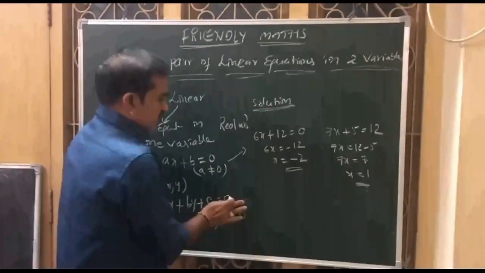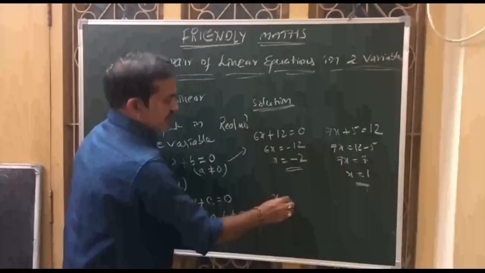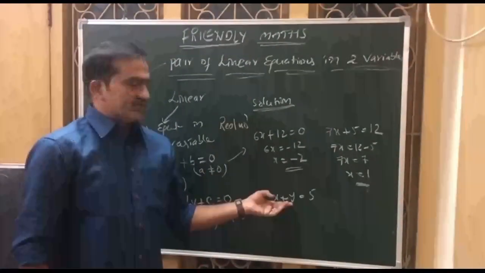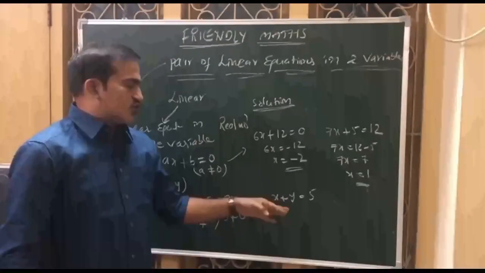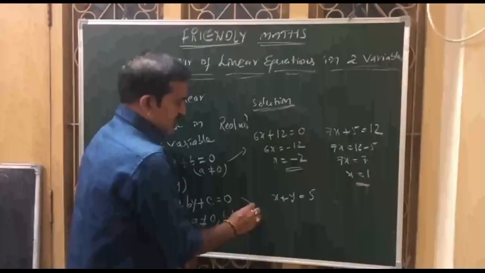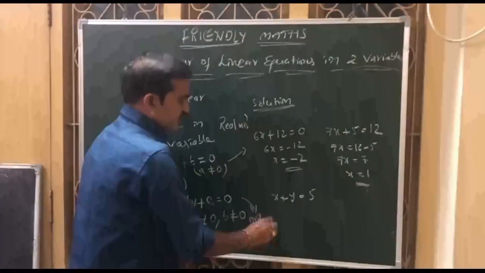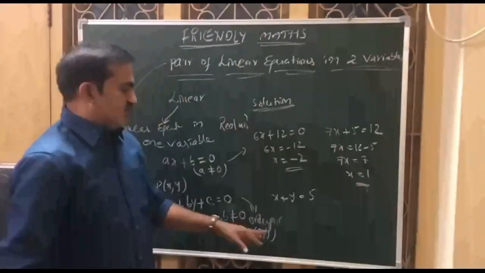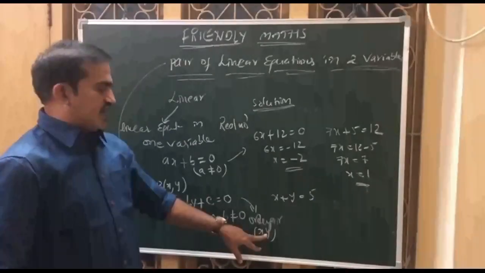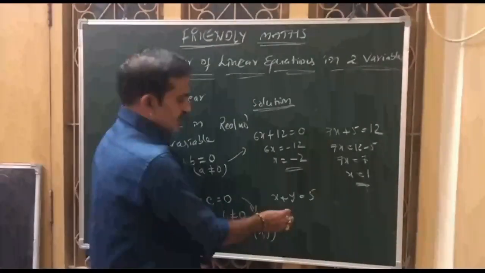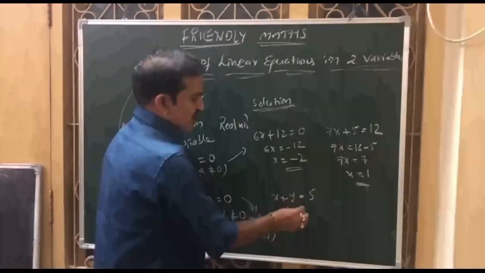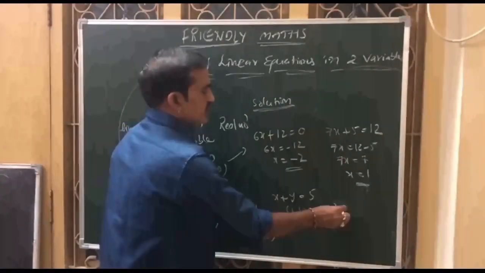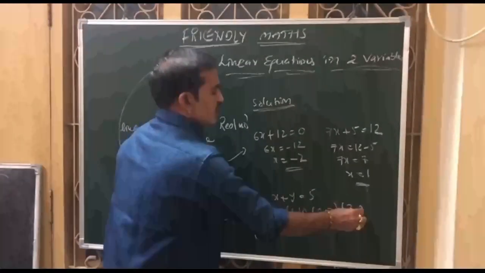Now, linear equation in two variables. Suppose you take x plus y is equal to 5. Then this is a linear equation in two variables. The solution of a linear equation in two variables is an ordered pair. Ordered pair like (x, y) means one value should be the x value and one value should be the y value. Like, if the x value is 1, what is the y value? 4. If the x value is 2, what is the y value? 3. If the x value is 3, the y value is 2.